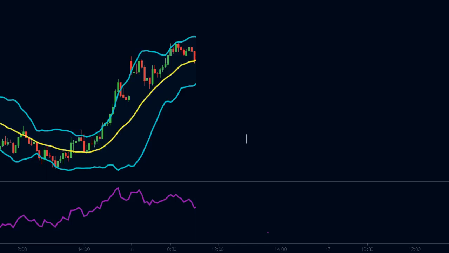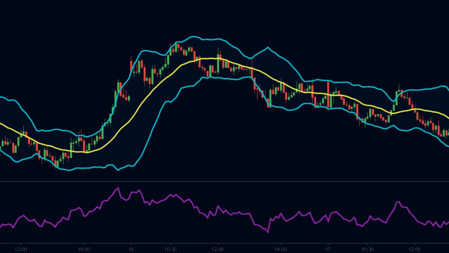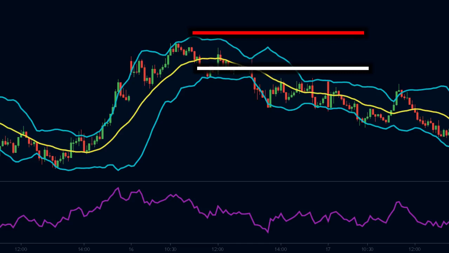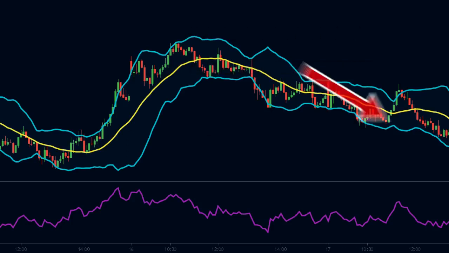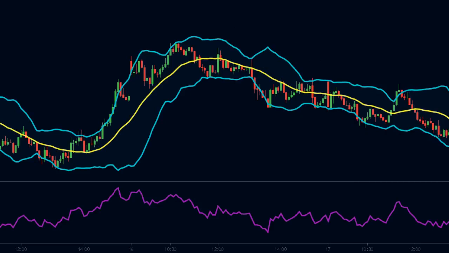Instead, we will wait for the price to close below the middle band of the Bollinger Bands. Here is the candle that closed below the middle band. We will sell the stock here. We will keep our stop loss above the upper band, and we will keep our targets at 2:1 risk to reward ratio. The stock gave a 2% move within the next few hours after our entry.